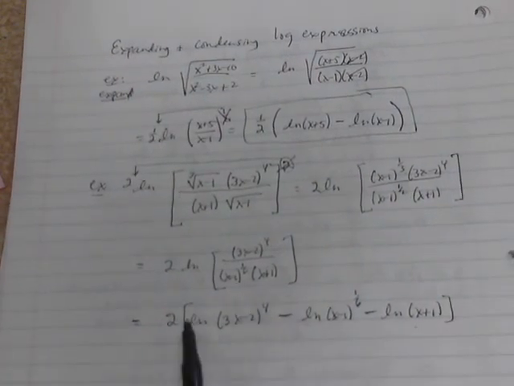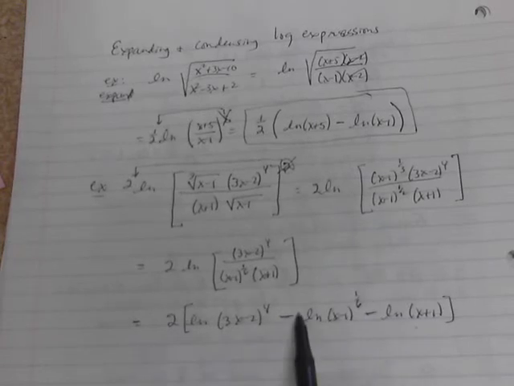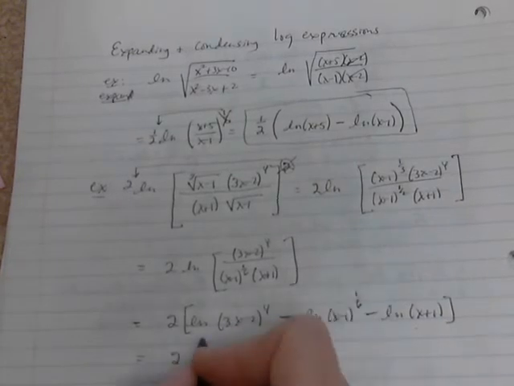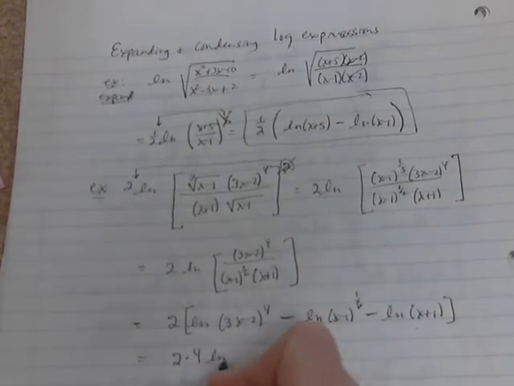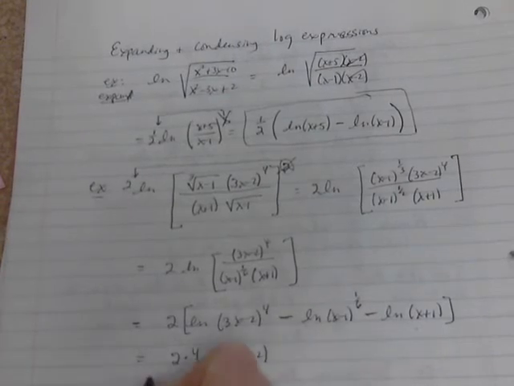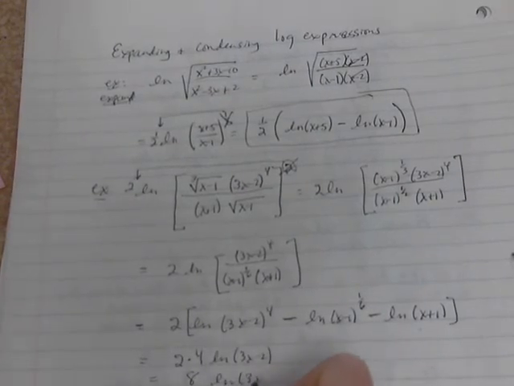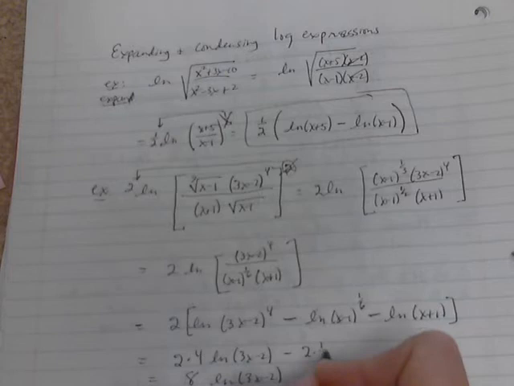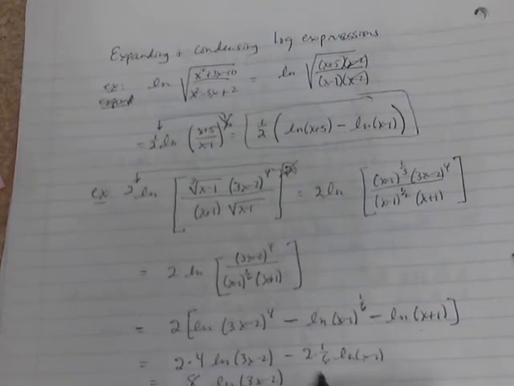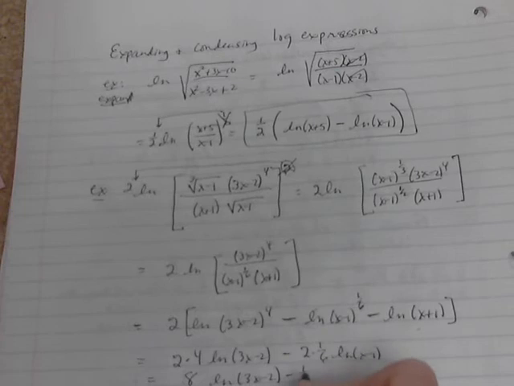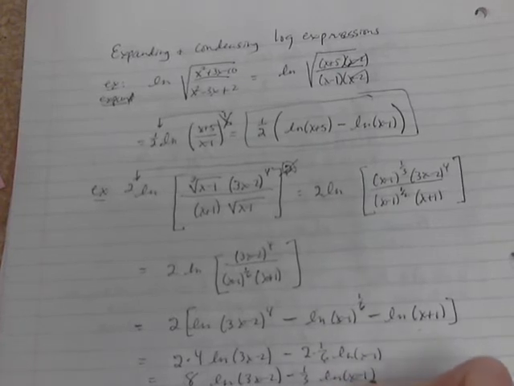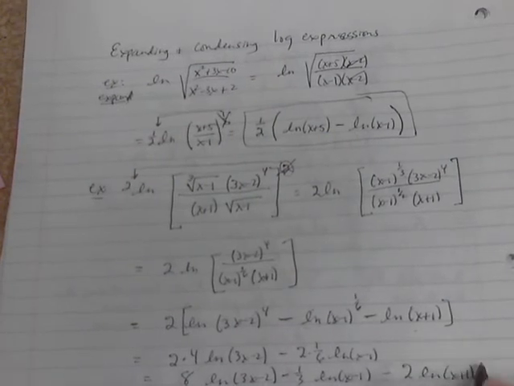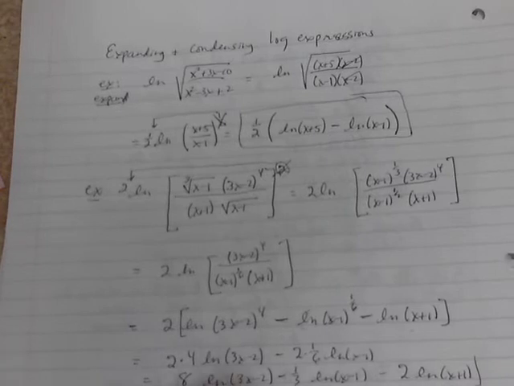The only thing left to do is drop the 4 down front, the 1/6 down front, and then multiply everything by 2. So this becomes 2 times 4 ln of 3x minus 2, which is just going to be 8 ln of 3x minus 2, minus 2 times 1/6 ln of x minus 1. 2 times 1/6 is a third, so this is minus 1/3 ln of x minus 1, and then this 2 distributes over there, 2 times the ln of x plus 1. So we've expanded that as much as we possibly can.